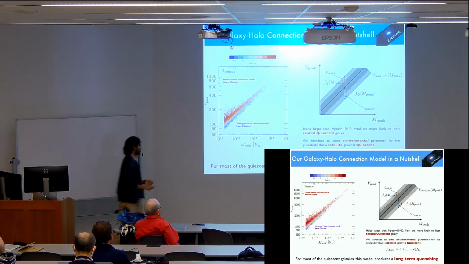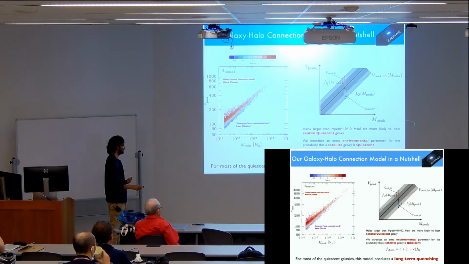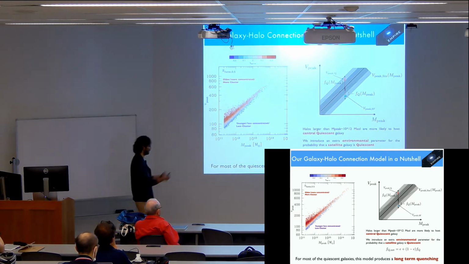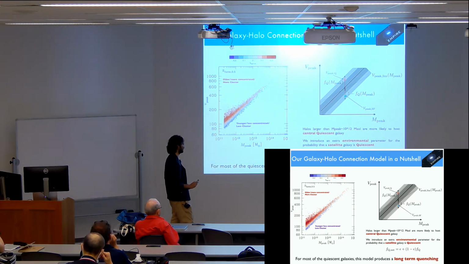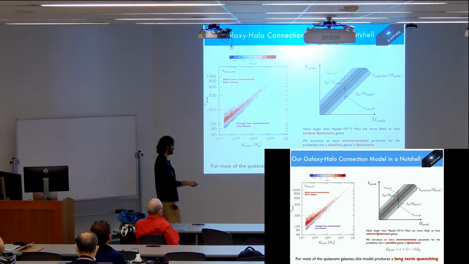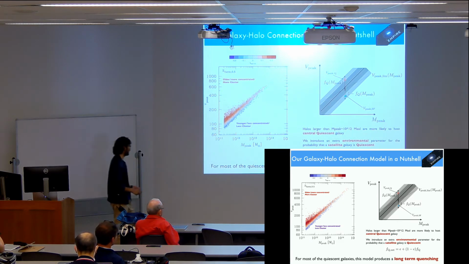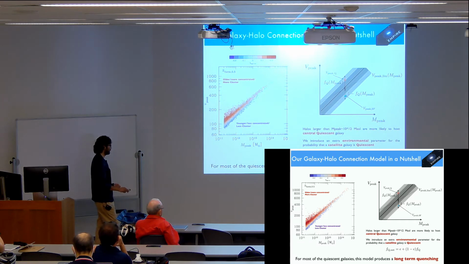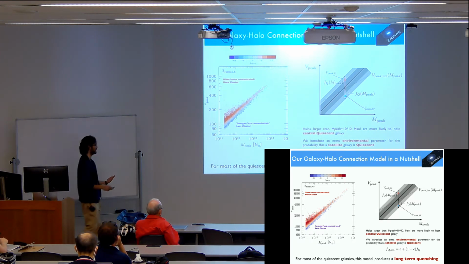Okay? So in this model, halos larger than 10 to the 12 solar masses will be more likely to host central quiescent galaxies, and the opposite for halos below 10 to the 12. Now, we also introduce an extra environmental parameter in order to check whether the galaxy was a satellite, and we introduce this parameter in order to quench that galaxy. So also, I would like to emphasize that for this model, once you have quiescent galaxies, you will keep quiescent galaxies. So this model produces basically long-term quenching.